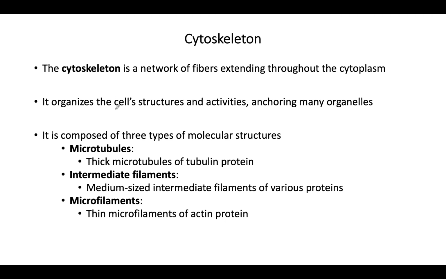It organizes the cell's structure and activity, anchoring many organelles. So this cytoskeleton kind of holds each organelle in a certain spot inside the cell. Therefore, organelles have their own location. It is composed of three types of molecular structure: the microtubule, intermediate filament, and microfilament. These are the types of cytoskeleton.